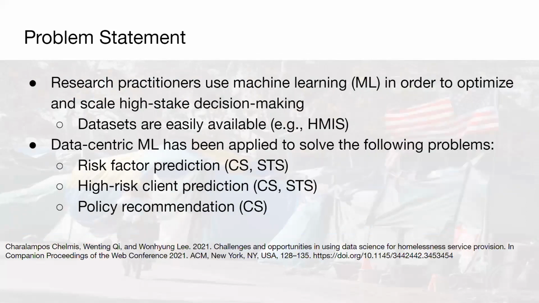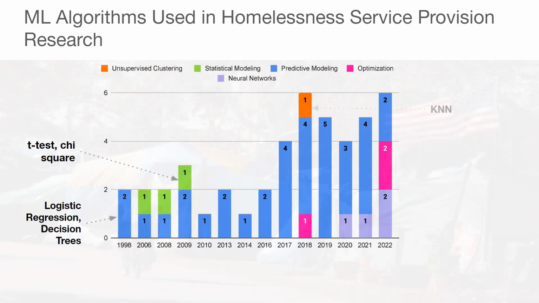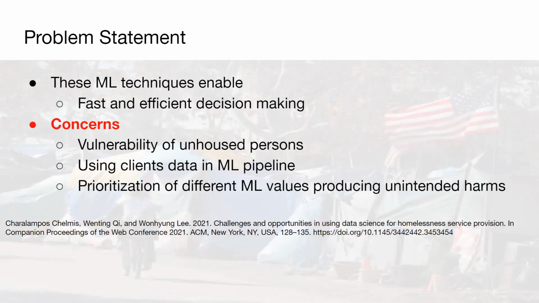In order to optimize and scale housing allocation for these large vulnerable communities, research practitioners have used machine learning algorithms. These algorithms are often applied to solve risk factor prediction, high-risk client prediction, and policy recommendations. Some of these algorithms include statistical modeling techniques such as t-test, predictive modeling that includes decision trees and logistic regression models, and recent works have applied rule-based optimization methods and deep neural networks. These ML techniques enable fast and efficient decision making.